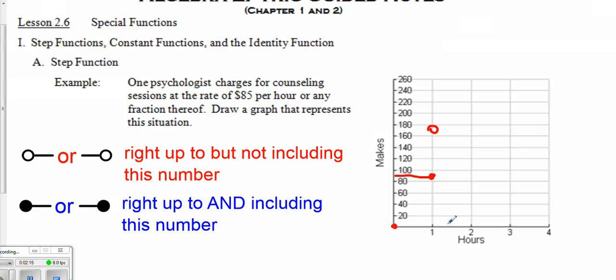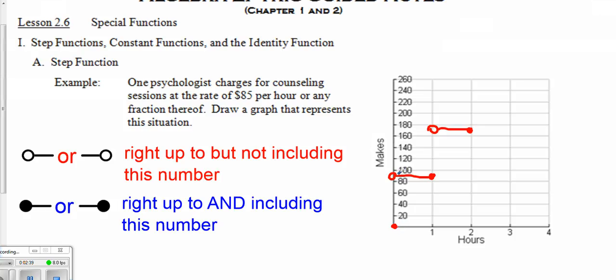So for any fraction of 1 hour, you'd be paying $170 all the way throughout. I'm going to draw a straight line right up until this 2 hour mark. Notice this open circle, I should also have one right here. If you're at 0 hours, you should pay $0.